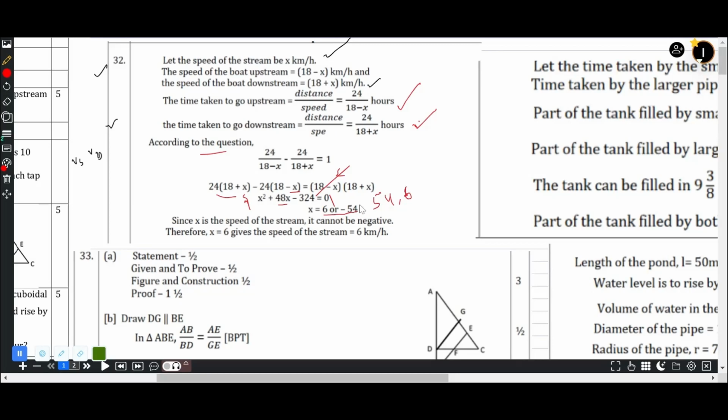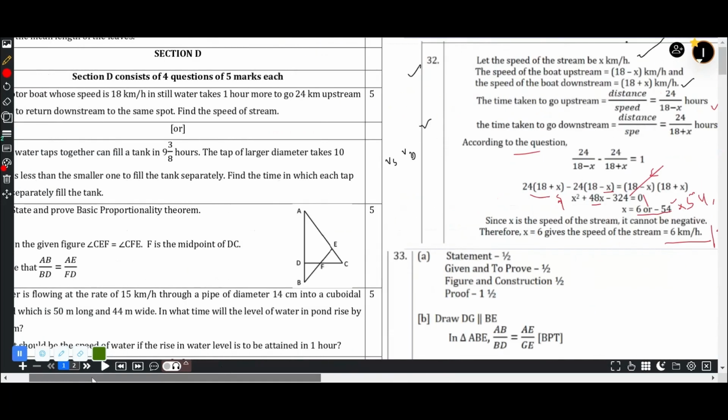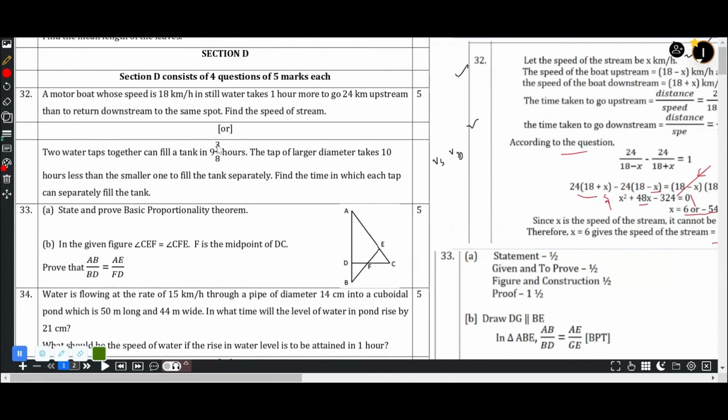अब ax स्क्वायर प्लस bx प्लस c का कॉन्सेप्ट लगा लीजिए, क्वाड्रेटिक फार्मूले से कर लीजिए या फैक्टराइज कर लीजिए. तो आपको ऐसे फैक्टर निकालने हैं जिनका मल्टीप्लिकेशन -324 हो और उनका समेशन 48 हो. तो 54 एंड 6 जो हैं ऐसे फैक्टर्स हैं. 54 माइनस 6 इज 48 और 54 इंटू 6 इज 324. तो x इज इक्वल टू 6 और x इज इक्वल टू माइनस 54. अब स्ट्रीम की स्पीड माइनस तो हो नहीं सकती, x इज इक्वल टू 6 इज द ओनली वाइबल सोल्यूशन.